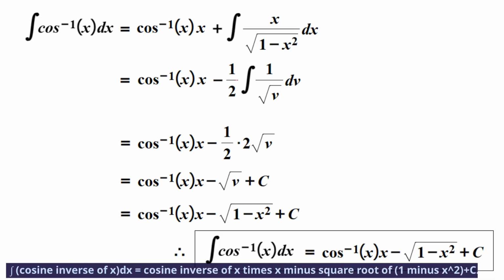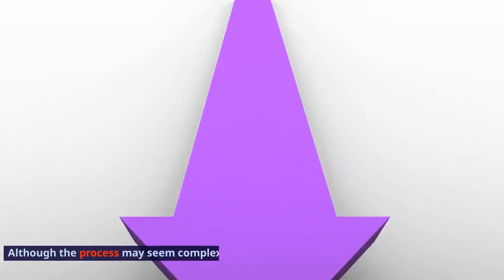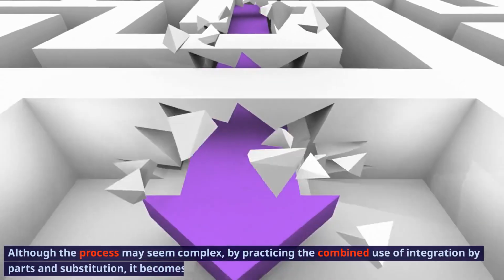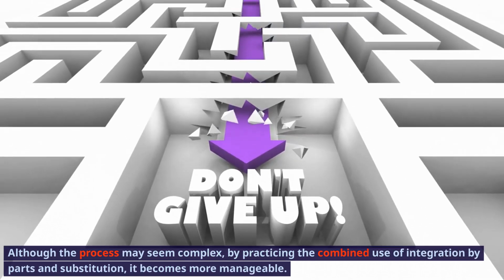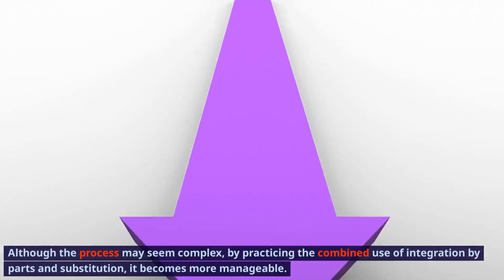Integral cosine inverse of x dx equals cosine inverse of x times x minus square root of 1 minus x squared plus c. Although the process may seem complex, by practicing the combined use of integration by parts and substitution, it becomes more manageable.